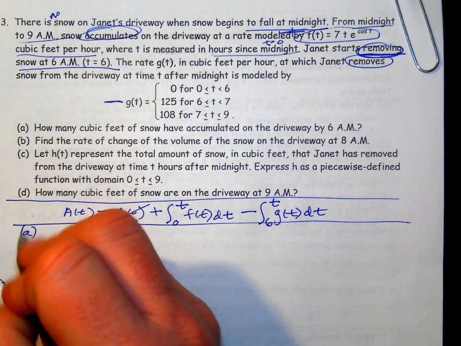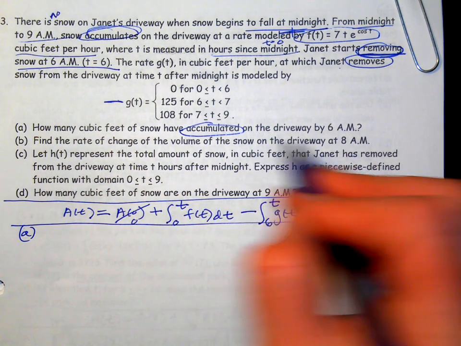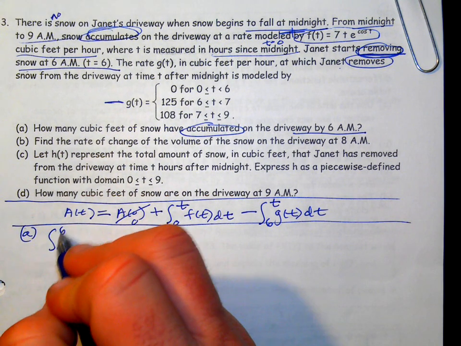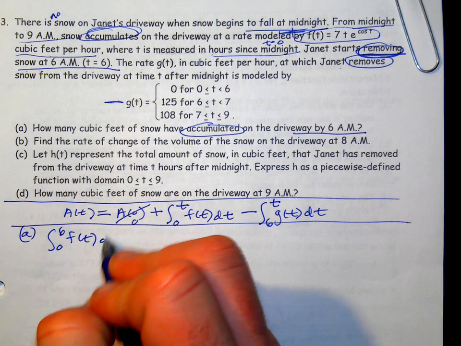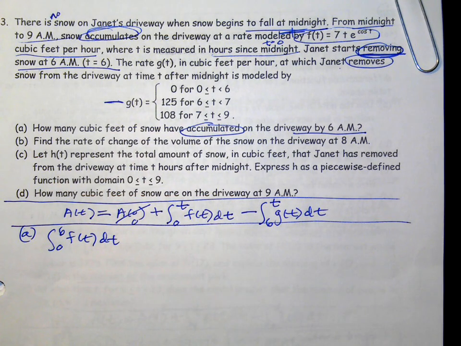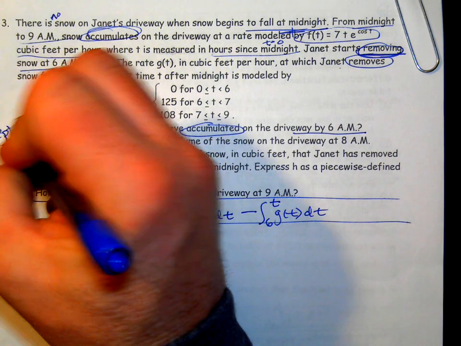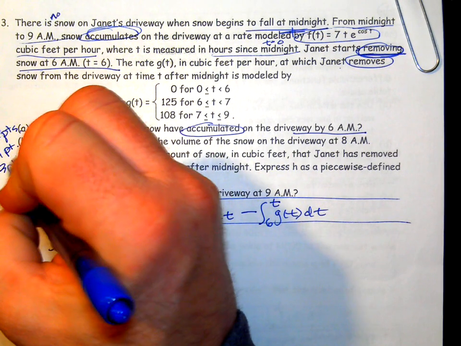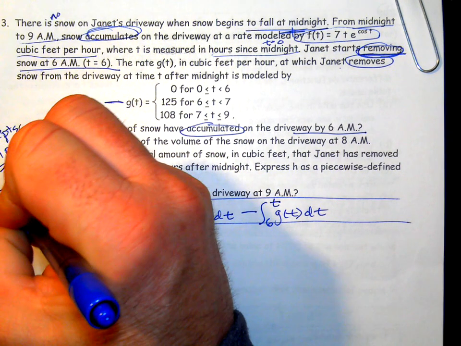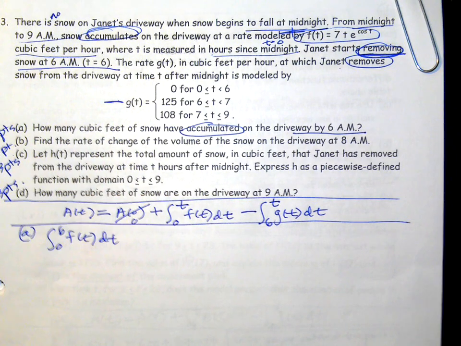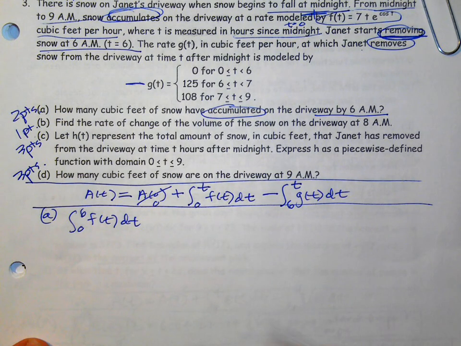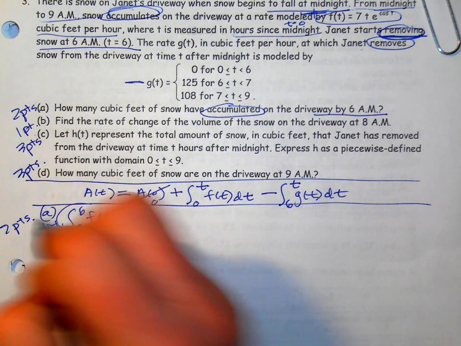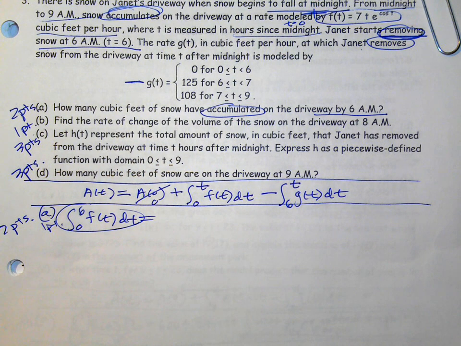So part A says, how many cubic feet of snow have accumulated on the driveway by 6 a.m.? So that's just the entering rate, the integral from 0 to 6 of f(t) dt. And this right here is worth points for sure. The point breakdown here, out of 9 points, you get 2 points for part A, 1 point for part B, 3 points for part C, and 3 points for part D. And right here, this is for sure a point out of the 2 points for part A, the setup. And if you don't show it, even if you get the right answer, you lose it.